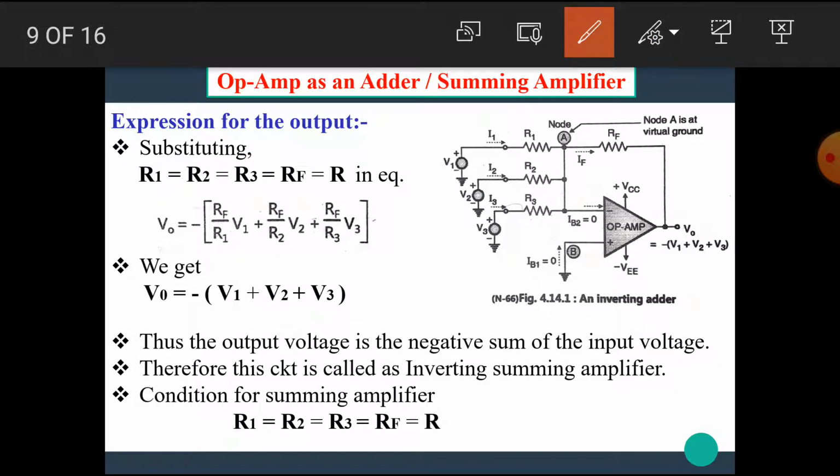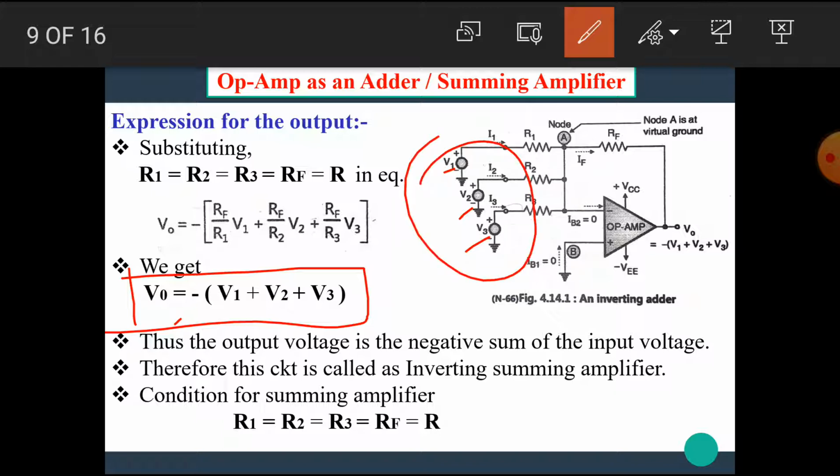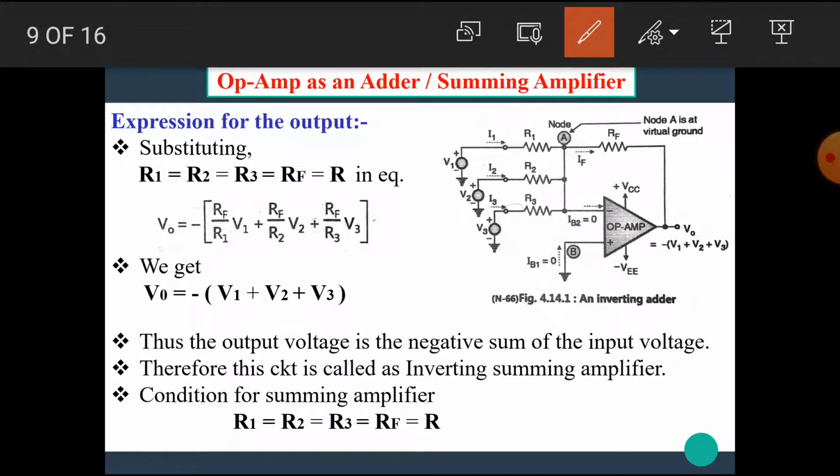Here the negative sign indicates that we gave the signal to the inverting terminal, hence we get the negative sign. I hope you all understand how we derive this equation V0 is equal to minus V1 plus V2 plus V3. That means at the output we get the addition of the input signals. That means we derive here the op amp as an adder or summing amplifier. Thus the output voltage is the negative sum of the input voltages.